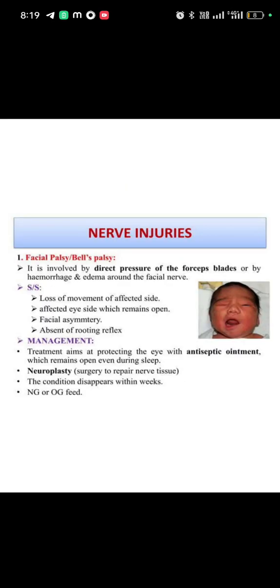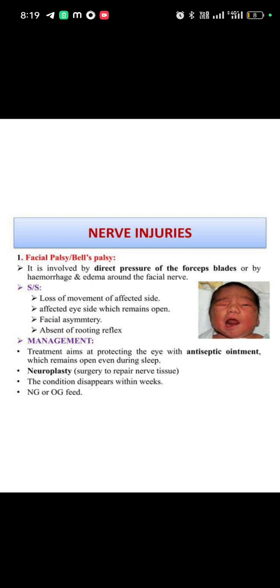What are the signs and symptoms? Loss of movement of the affected side. On whichever side the facial nerve is injured, that side's movement will be affected. The eye on the affected side remains open. And facial asymmetry, you can see in the picture, and absence of rooting reflex. These are the signs and symptoms of facial palsy or Bell's palsy.